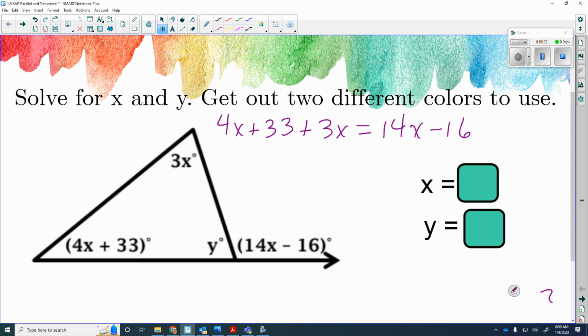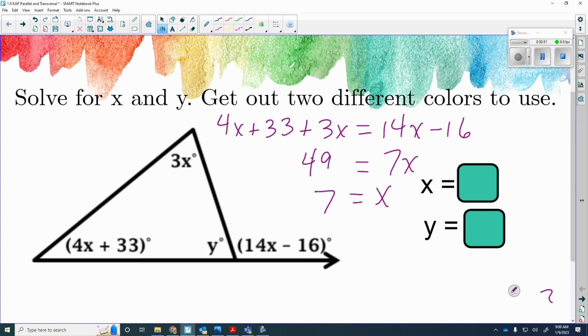Okay, so now our next move would be to combine like terms. 7x, subtract from both sides, so that would be 7x over here. Add 16 to 33. What do we get? 49. Divide by 7. So x equals 7. Do you guys get x equals 7?